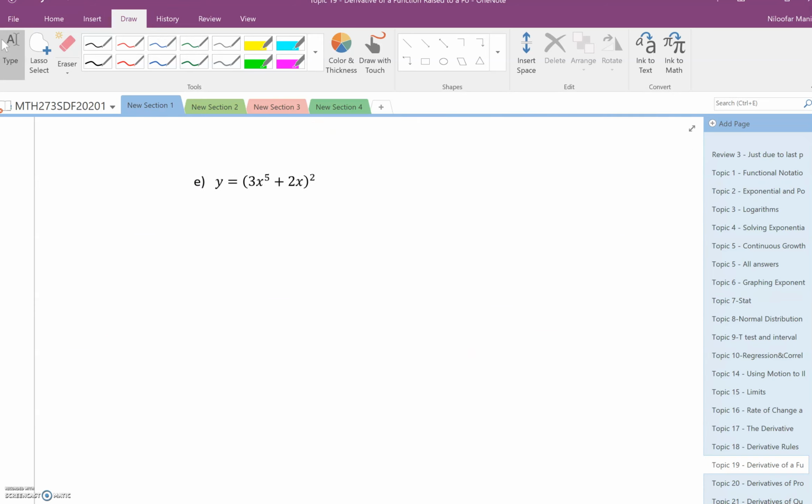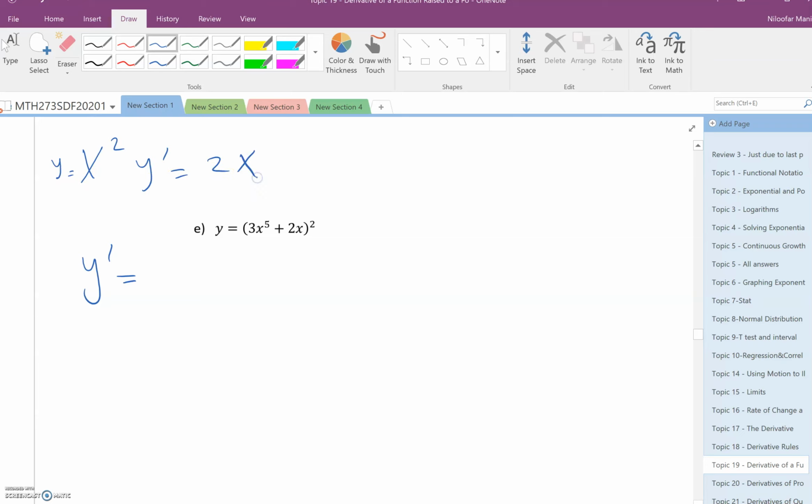Okay, so then I can continue here. It is y equal that. So y prime is what? See, if I have x squared, y prime is 2x. So we all know that. Very easy. But here I don't have x squared. I have something else squared.